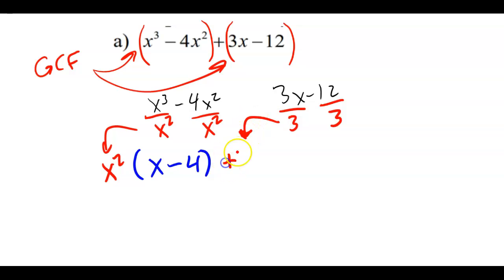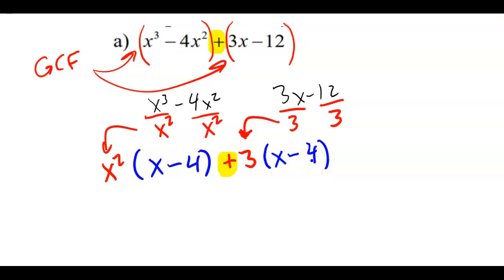So plus 3. Be careful on this. This is still an addition problem. At the top, we started with addition, so we still need an add or subtract sign in the end. So I'm going to have plus 3, and then what comes out, 3x divided by 3 is x, minus 12 divided by 3 is minus 4.